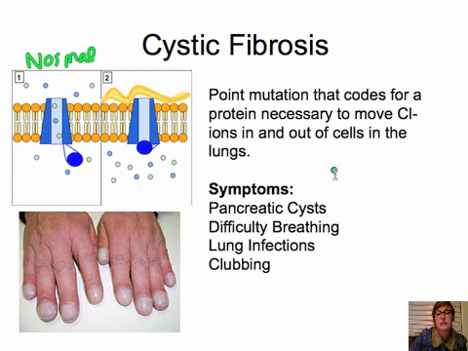And the symptoms are you get cysts in the pancreas, difficulty breathing, which is the most severe symptom, lung infections, and this really interesting thing called clubbing, or watch glass nails, where your fingertips get really enlarged. So that is cystic fibrosis.